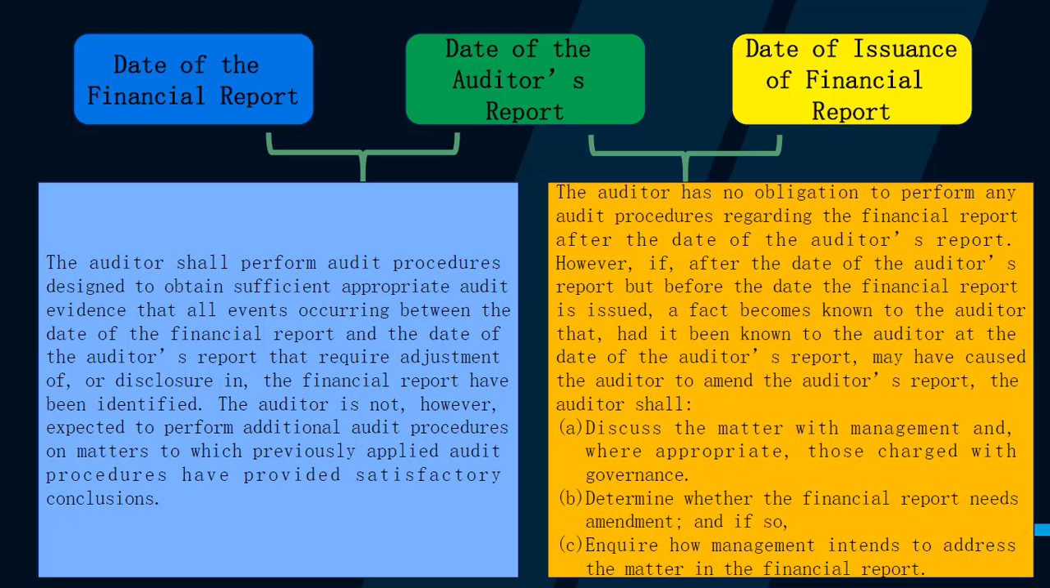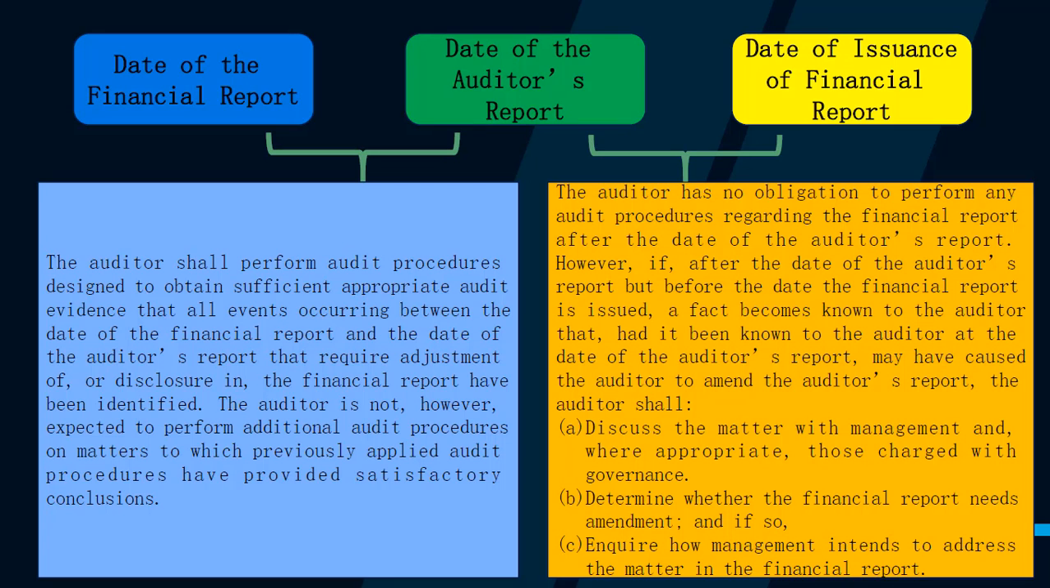Okay, so if the event is between the date of the financial report and the date of the auditor's report, the auditor shall perform audit procedures designed to obtain sufficient appropriate audit evidence that all events occurring between the date of the financial report and the date of the auditor's report that require adjustment of or disclosure in the financial report have been identified. The auditor is not, however, expected to perform additional audit procedures on matters to which previously applied audit procedures have provided a satisfactory conclusion.